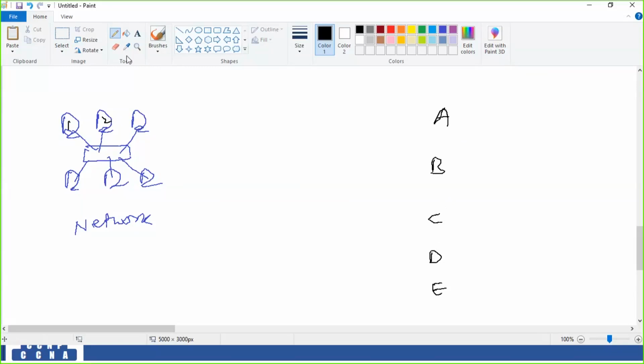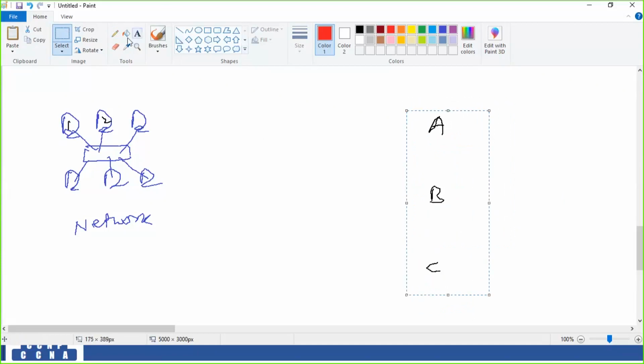Class C. We can't use class E. We can't use class D. So the answer is what? From A, B, C, again, which class is recommended? A or B or C? Why not A? Why not B? Why not C? So here, how many devices are interconnected?